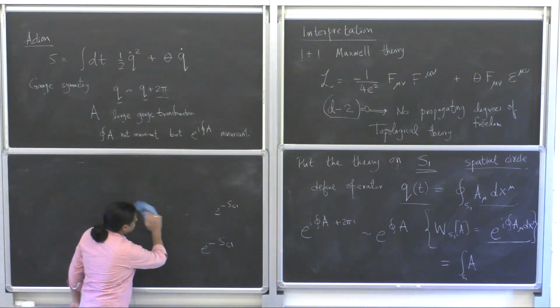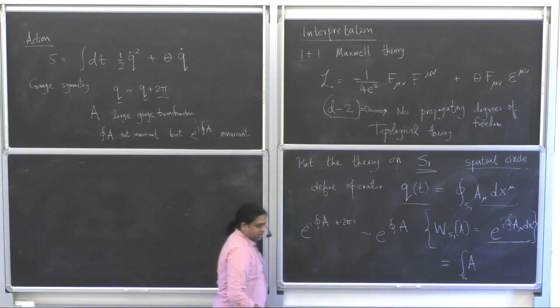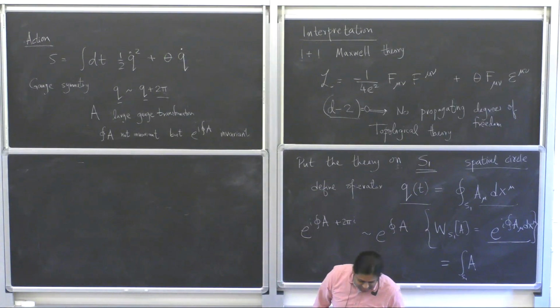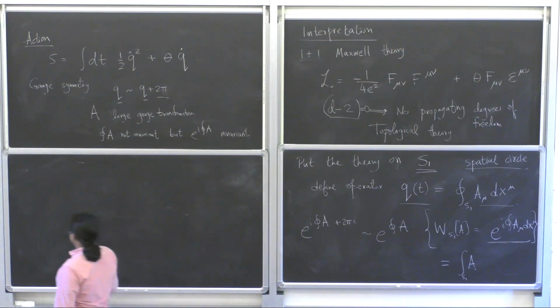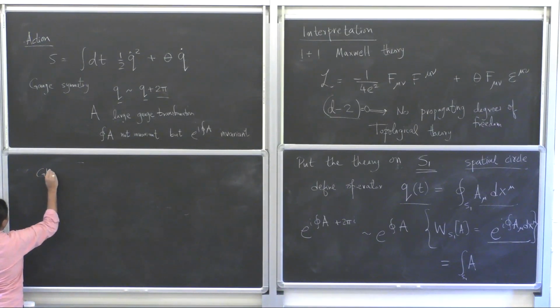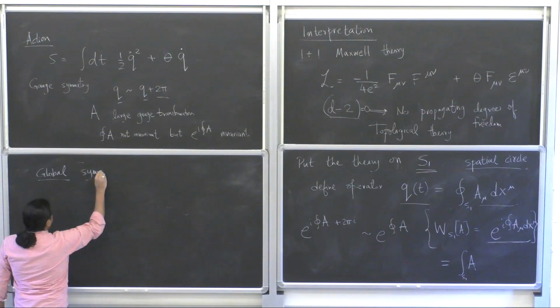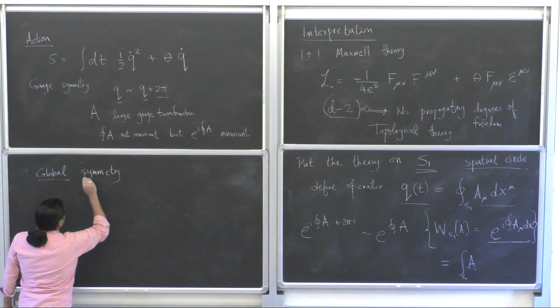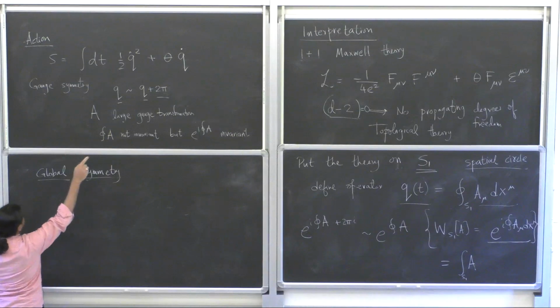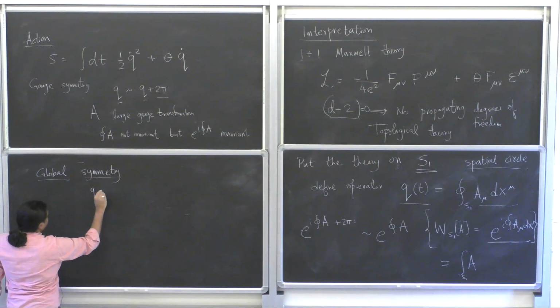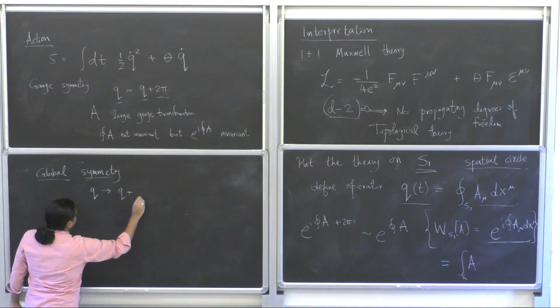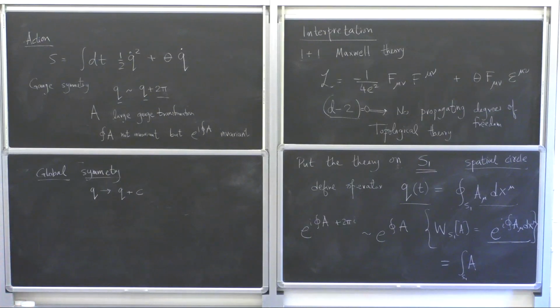You'll notice that in this case, we actually don't get a potential V of Q. So we also have a global symmetry, which we only had for zero potential in our example that we were studying. The global symmetry in this Lagrangian is just a shift symmetry of Q by something other than 2 pi. So Q goes to Q plus some constant.